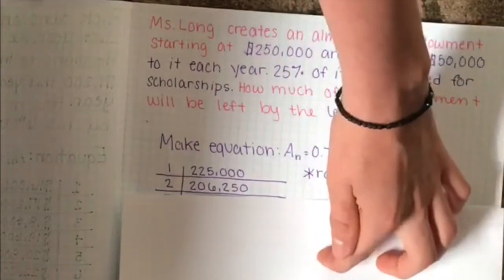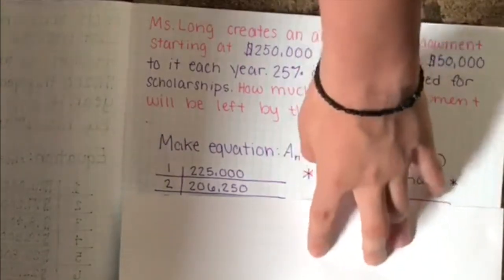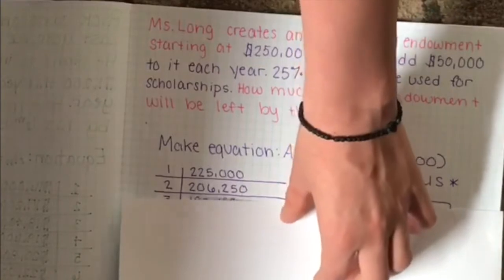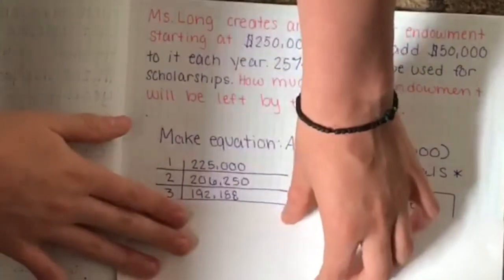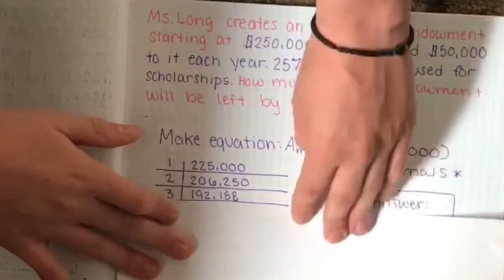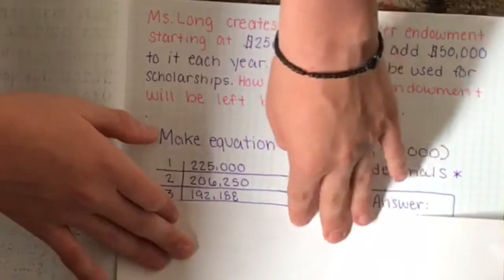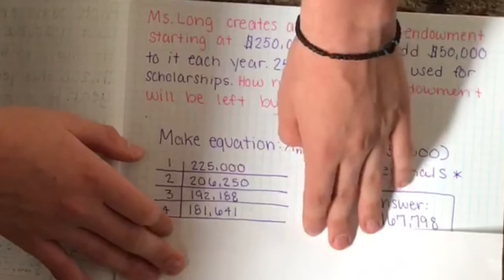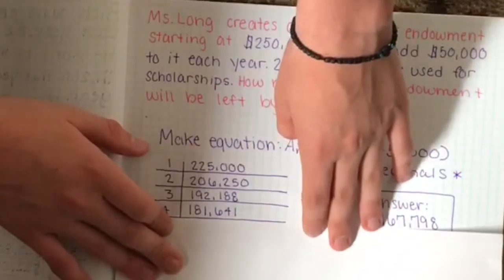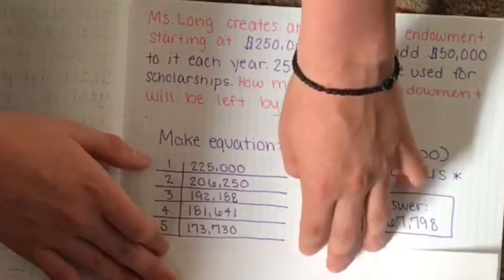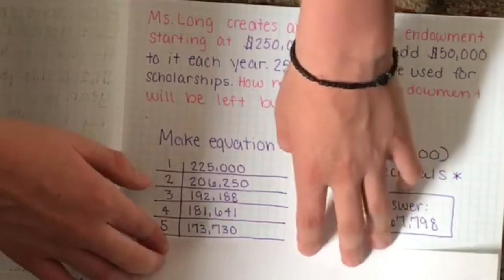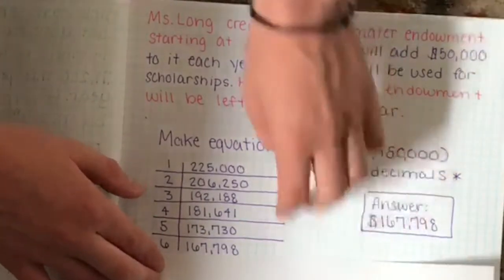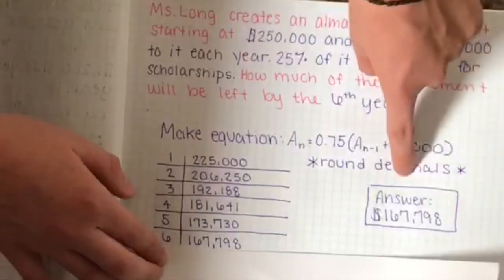Now, for year 2, take 225,000 and add 50,000. Once again, you multiply this by 0.75 to get 92,188. Because you have to round up the decimal. By year 4, you have 181,641. By year 5, you have 173,730. And by year 6, you have 167,798. Which is your final answer.